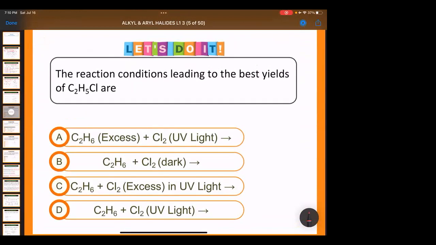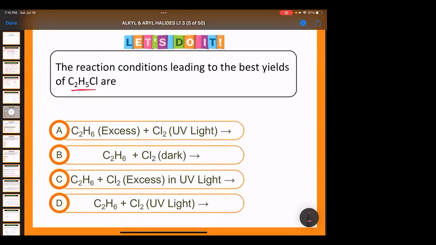But you want to attach only 1 chlorine, as you can see over here, right? Yes, sir. So when can you maximize the yield of that monochloro derivative? What are the reaction conditions you need to take? And the A, B, C, D options have that reaction conditions in them.